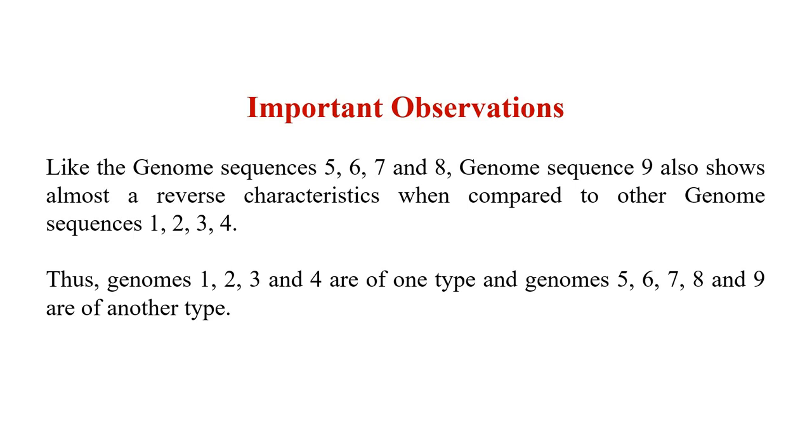Like the genome sequences 5, 6, 7 and 8, genome sequence 9 also shows almost a reverse characteristic when compared to other genome sequences 1, 2, 3 and 4. Thus, genomes 1, 2, 3, 4 are of one type and genomes 5, 6, 7, 8 and 9 are of another type. One may observe that the differential errors are found to be minimum in the case of genome 5, genome 6 and genome 7. Alternatively, the differential errors are found to be considerably noticeable in the cases of genomes 8 and 9.